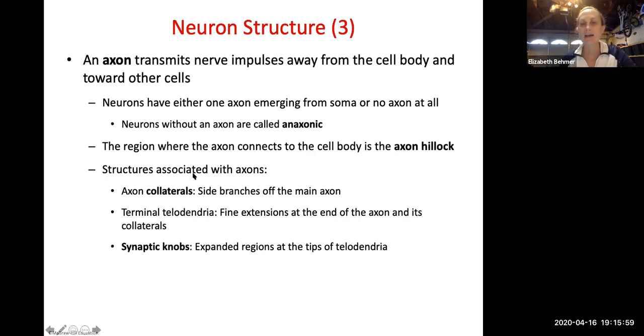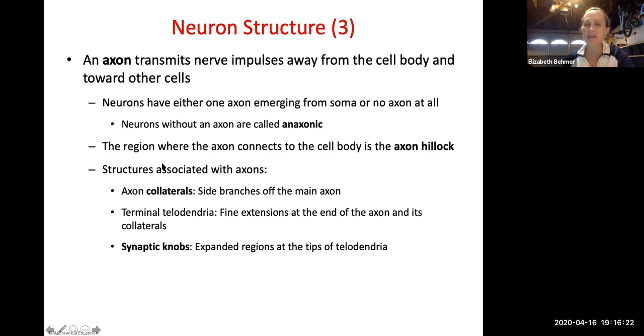The region where the axon connects to the cell body is called the axon hillock. These words, I don't ask you too much about, but you'll go into detail in physiology what happens at the axon hillock. That's where the nerve signal starts to be propagated. There's a series of physiological reactions that occur at the axon hillock.